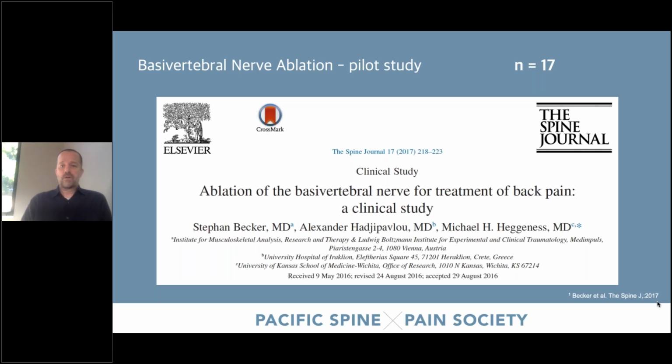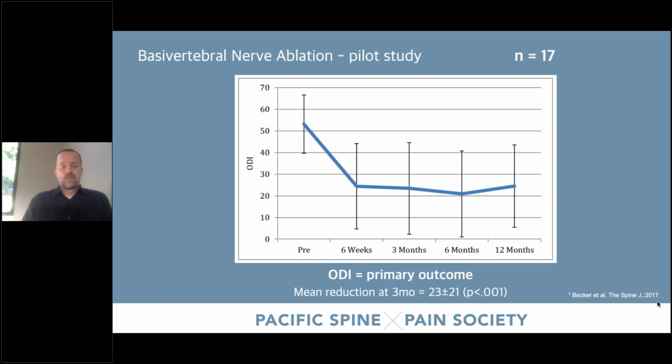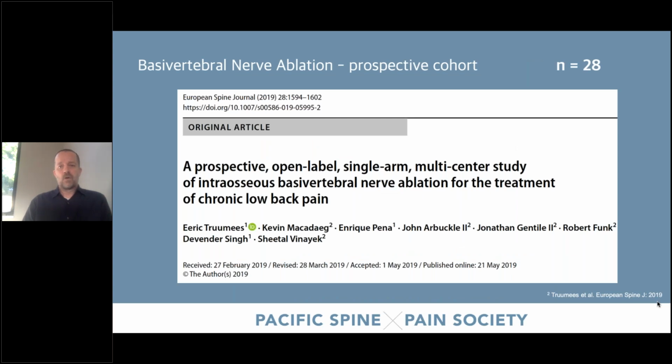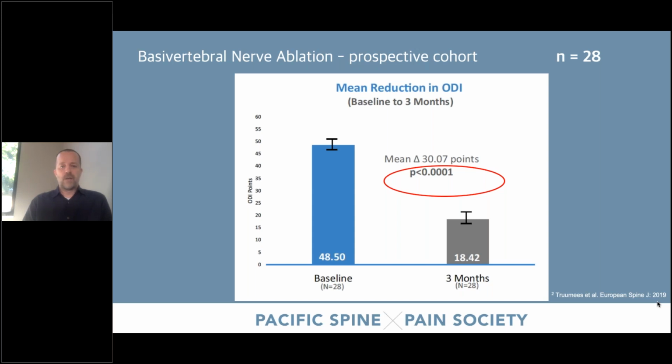So the first study, a small cohort of 17, next slide, demonstrated the potential for a therapeutic benefit here. I just want you to pay attention to the ODI change of around 25 points, because that's going to be a recurrent theme in the subsequent studies. Next slide, please. The second cohort study was about twice as large, but conducted by Dr. Truumees and his group down in Texas. Next slide. The outcomes here were a little bit better, with a mean 30-point change in ODI from baseline, and tighter confidence intervals likely related to the size of the study relative to the first. You can see that change at 3 months was statistically significant, as you'd expect with those confidence intervals and that degree of change. Next slide, please.